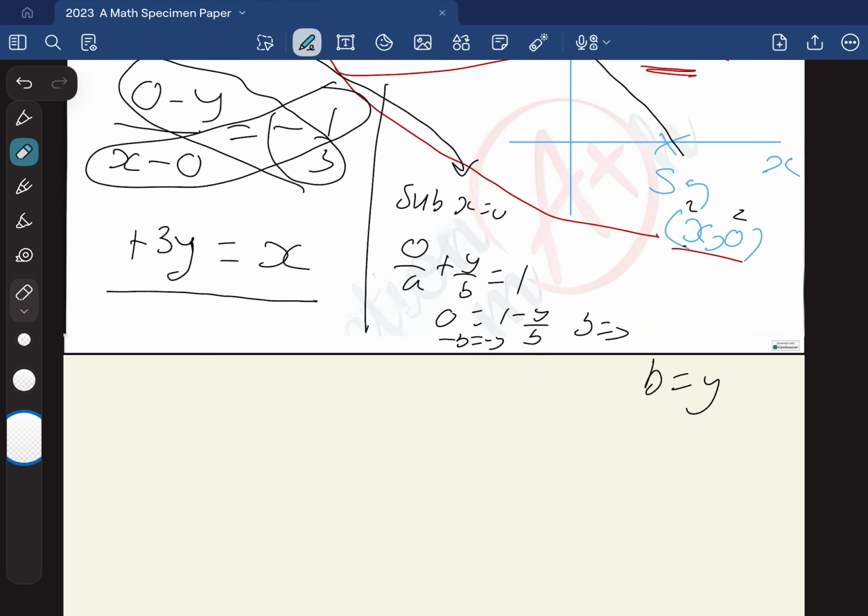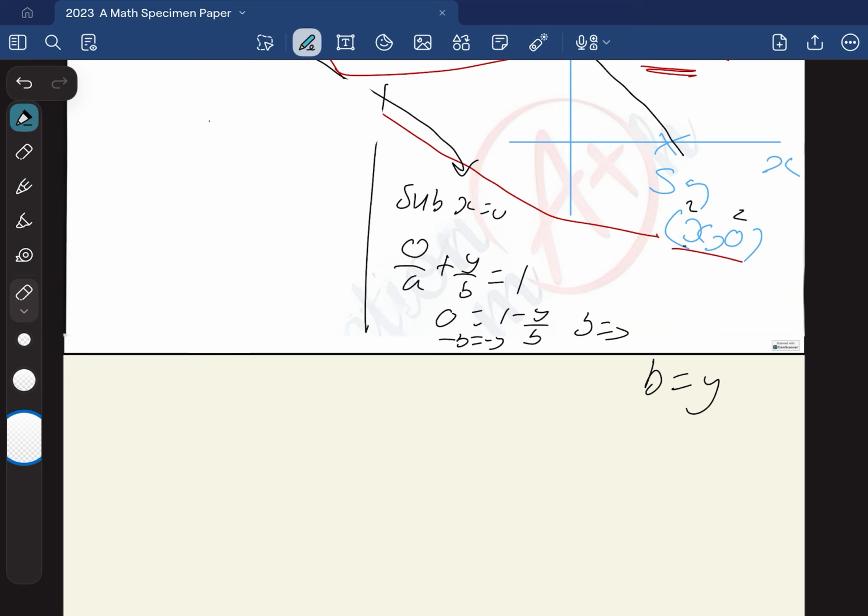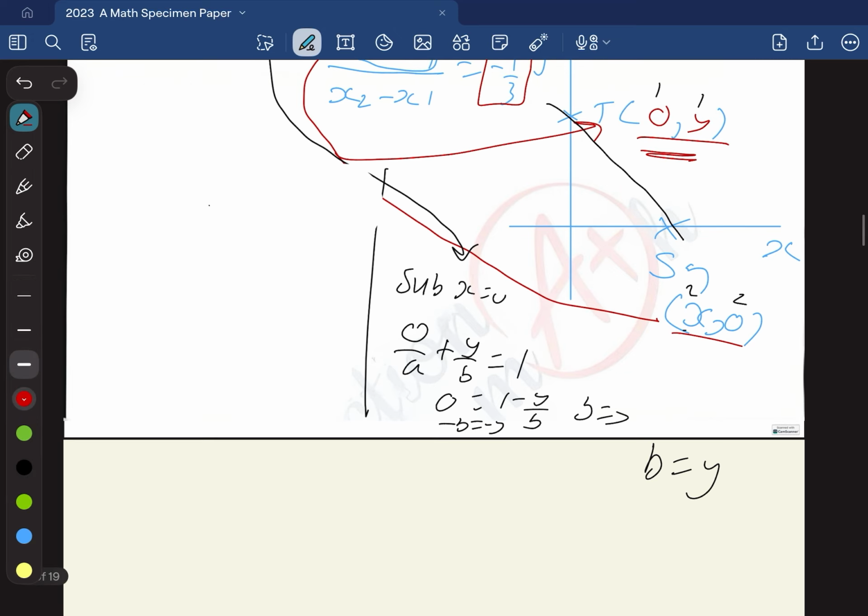Okay, let me erase this. It's a bit confusing, this later part. Okay, don't worry so much. Now this is b equals to y. Okay, we found this coordinate.